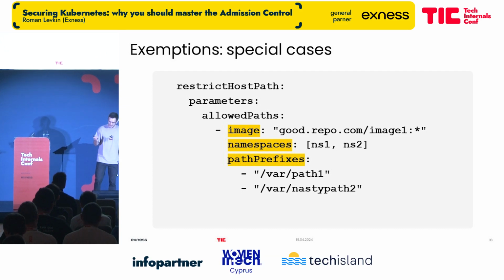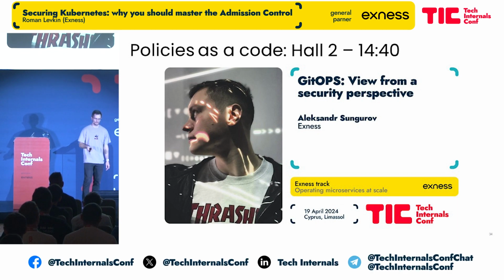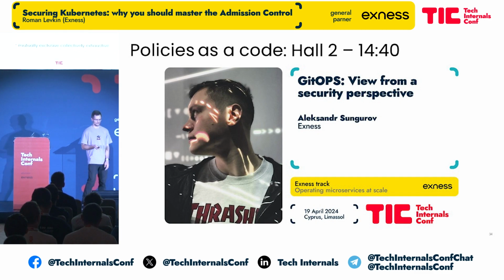OK, now we have dozens of policies, hundreds of exemptions, and we need to propagate all of these goods to our clusters. Here we're getting closer to another fancy terminology nowadays, I mean policies as code, which is tightly connected to infrastructure as code, which is tightly connected to the GitOps approach, which will be described in detail by my colleague, Alexander Surgurov, in Hall 2 at 2:40. Highly recommended. Sorry for this kind of aggressive marketing.